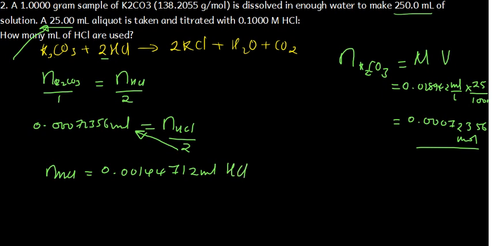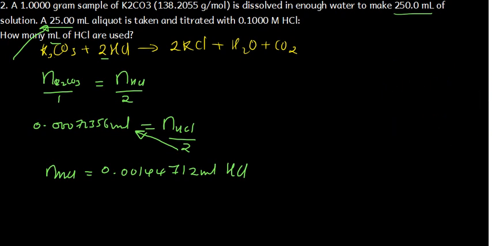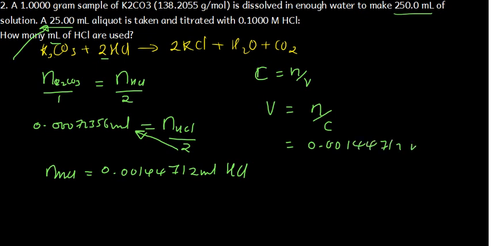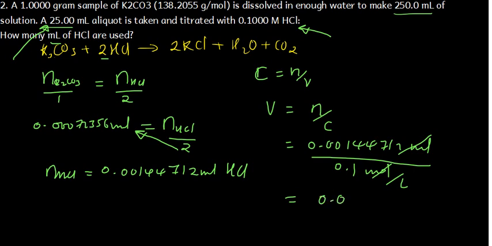Now I want to find the milliliters of hydrochloric acid. That means we want to find the volume. If we have the number of moles and we've been given the concentration, we can find the volume. We know that concentration is number of moles over volume. If we make V the subject of the formula, volume is going to be given by number of moles over concentration. The number of moles is 0.00144712 moles, and the concentration we've been given is 0.1 molar, which is mole per liter. So these moles are going to cancel, and we are going to remain with liters, and so the value we are going to have is 0.0144712. Now this value will be in liters.